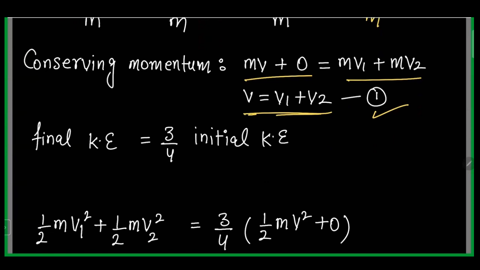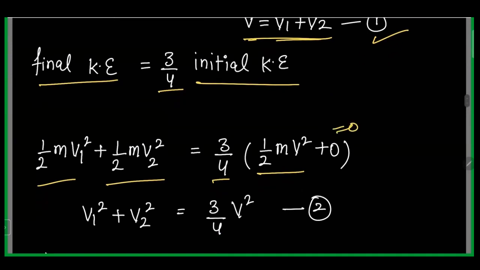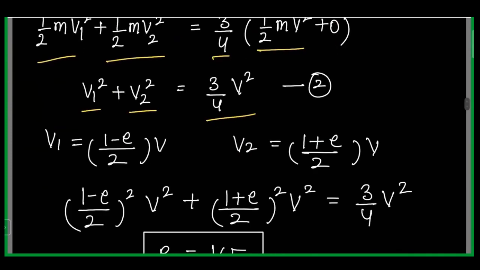Now the second condition given is that the final kinetic energy is 3/4 times the initial kinetic energy. What is your final kinetic energy? Half m v1 square plus half m v2 square. And what was your initial kinetic energy? Half m v square, because the second body was at rest, so its kinetic energy was 0. So the equation comes out to be v1 square plus v2 square equals 3/4 times v square. Now we know that in the previous formula we studied, velocities v1 and v2 will be (1 minus e)/2 times v and (1 plus e)/2 times v.